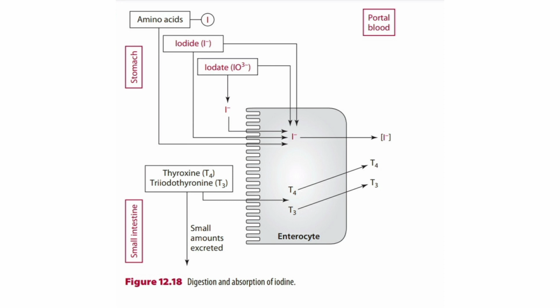Iodide ion is absorbed more efficiently than the other forms. Iodine enters the brush border of the enterocyte as iodide through passive diffusion and passes to the blood. Iodide is absorbed rapidly and completely throughout the GI tract, including the stomach. Thus, very little iodide appears in the feces. The thyroid hormones, thyroxine and triiodothyronine, are also absorbed unchanged with a bioavailability of 75%.